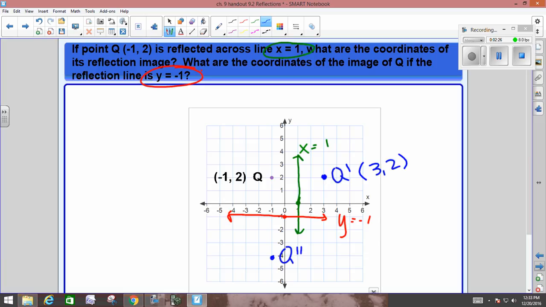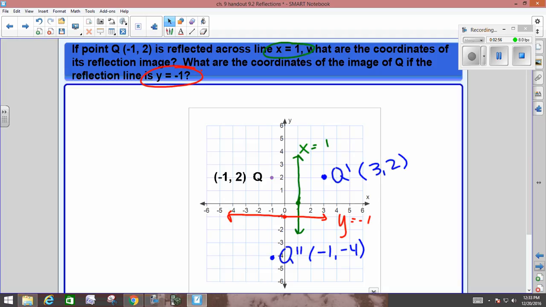Put 2 tick marks on it. What would be the ordered pair of Q double prime? Good. (-1, -4). So your first 5 questions are going to be similar to this. There'll be like 6 different points on the graph, and number 1 will say, reflect Q across the line x equals 2. And then number 2 might say, reflect R across the line y equals -3. You're just giving me the ordered pairs.